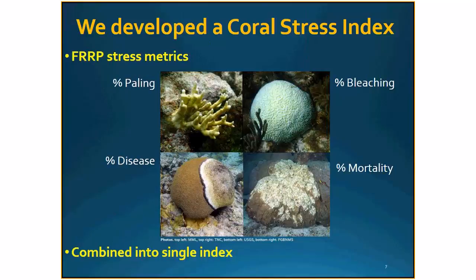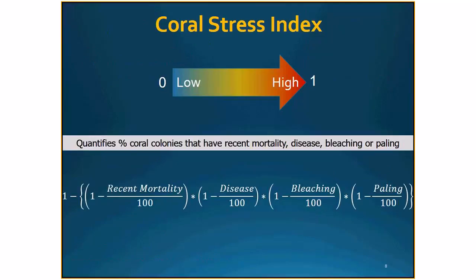Stress can be defined in different ways, but in this case, I wanted to combine these four metrics into one to define stress. They collected data on all of these, of course: percent paling, bleaching, disease, and mortality. Not only recent, but also old mortality. So to do this, I combined these four in this method.